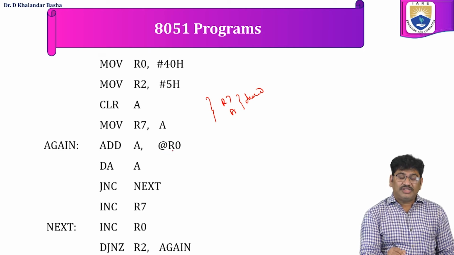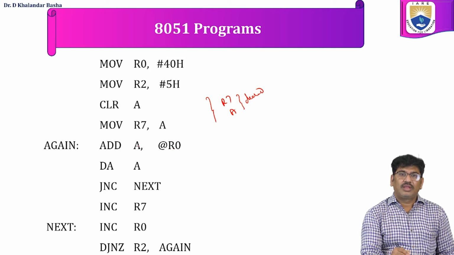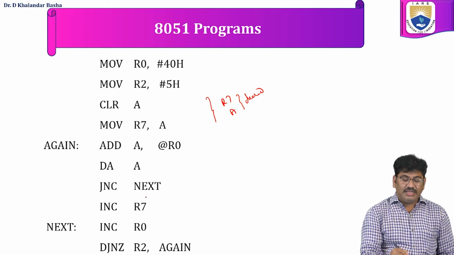The data present at the memory location pointed to by R0 will be added to the accumulator, and the result will be loaded into the accumulator. If the sum after addition is not a valid BCD number, it will be converted into a valid BCD number by using decimal adjust of the accumulator. If any carry is generated, then R7 will be incremented. If no carry is generated, it will go to the next label.